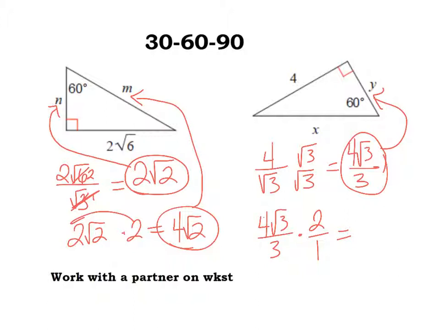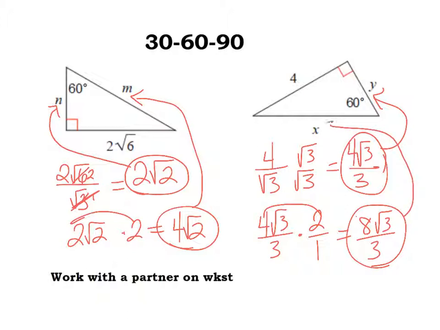All right, I multiply the things that I can. That's going to be an 8 root 3 over 3, and once again, it is not going to reduce for me. So that's just what I have to write, and that is the hypotenuse right there.